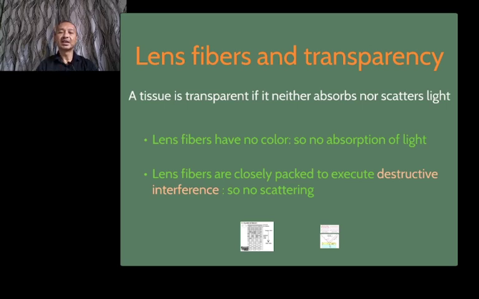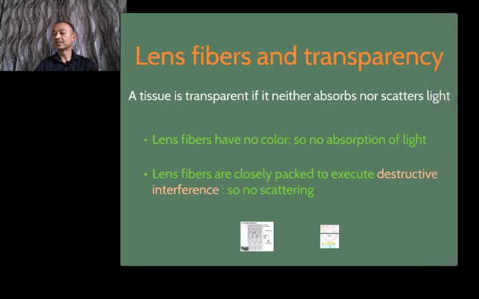Otherwise, if the lens fibers get separated, if they are not closely packed together, the lens loses its transparency. That is what we see in cortical cataract. The first thing that happens is the accumulation of fluid. The fluid separates the fibers. Gradually, the lens becomes opaque.